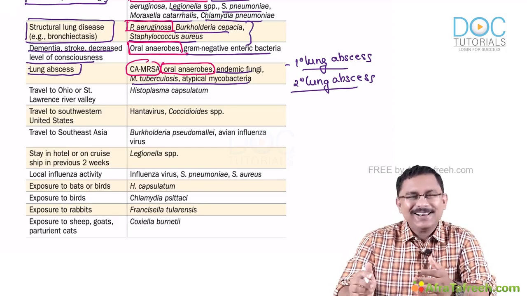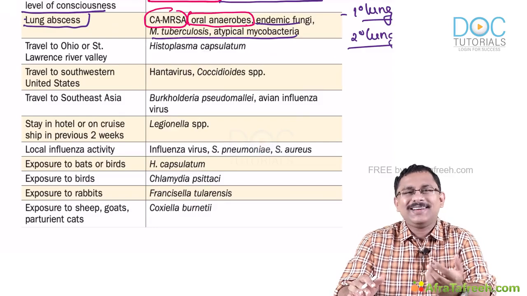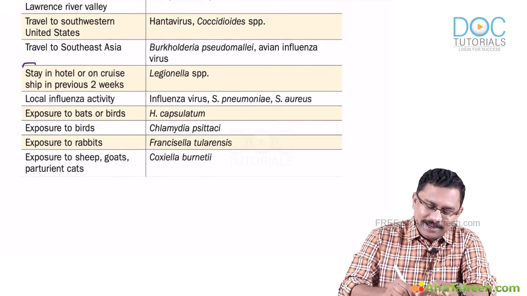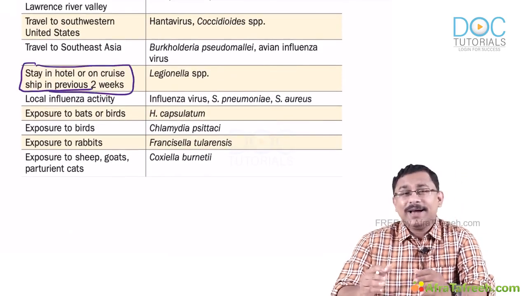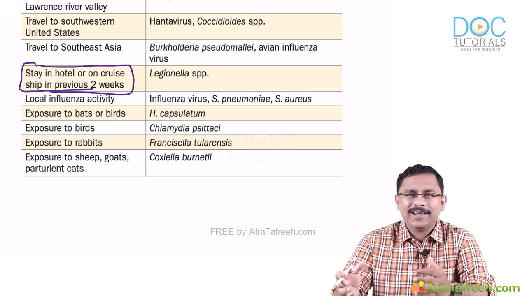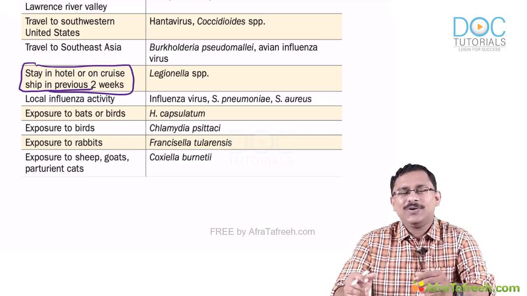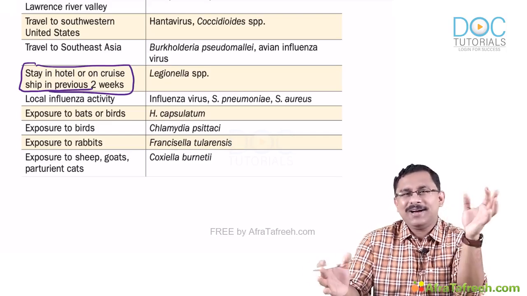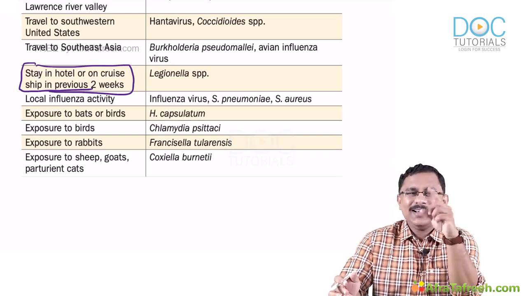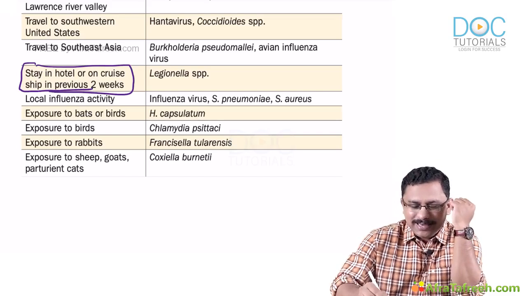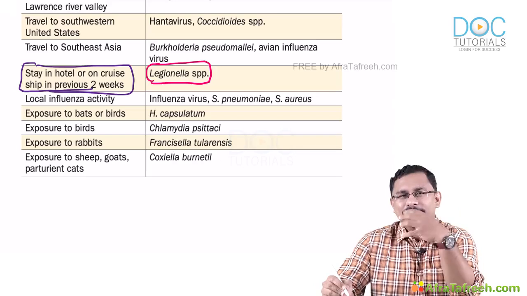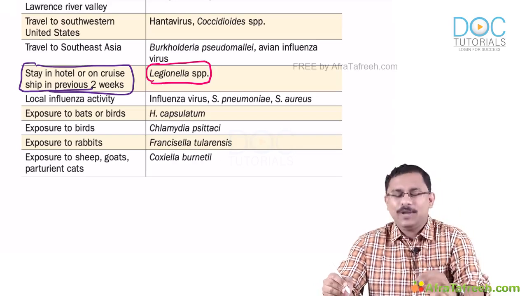Then the travel history, that is less likely to be asked as a question. But again, this one is likely to be asked as a question. In fact, it has been asked many times. If you are staying in a particular hotel, or maybe you are traveling on a cruise where you have a closed circulation and you have air conditioners. So whenever you have a closed environment and there is an air conditioner going around, in such a scenario, that is when you should suspect Legionella. And Legionella is a cause of an atypical pneumonia.